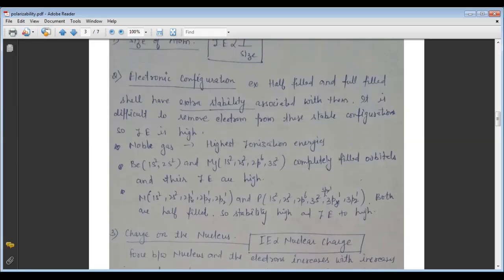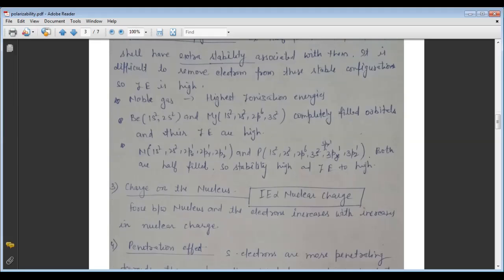Here are some points. The first is the noble gases. In the noble gases there is the highest ionization energy because the octet is complete, and there is no giving or taking of electrons there, so the ionization energy is very high. It is not easy to remove an electron from there. In the second point, the electronic configuration of Be is 1s2 2s2, and for Mg it is 1s2 2s2 2p6 3s2. We can see that both are filled, so the ionization energy is very high.